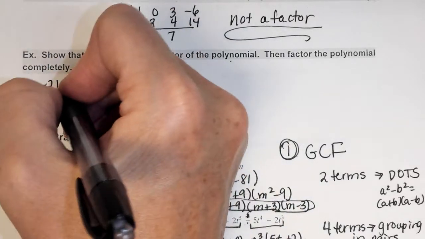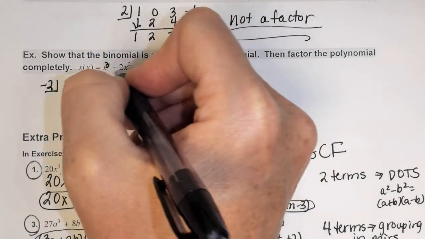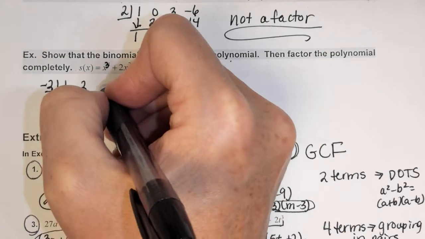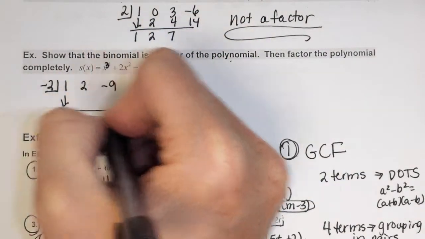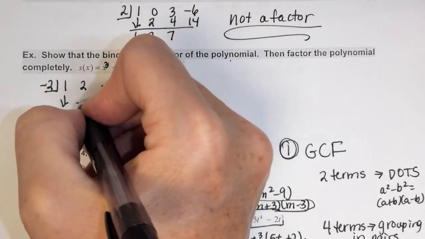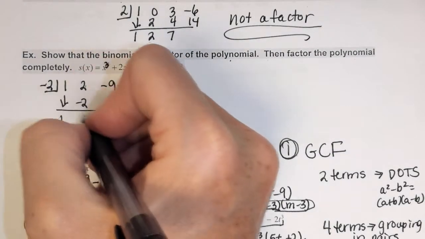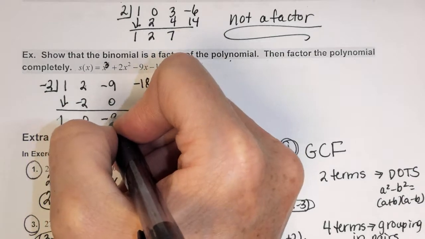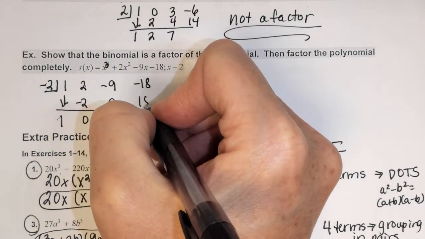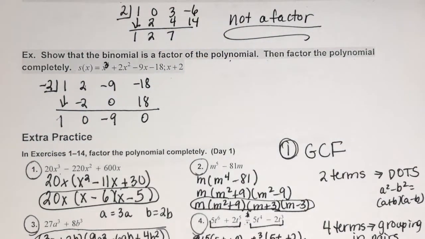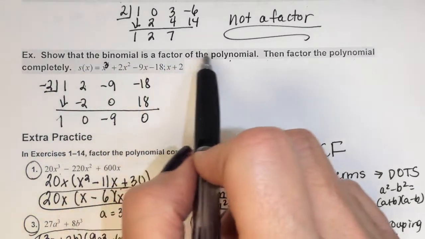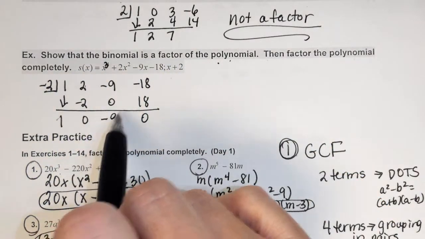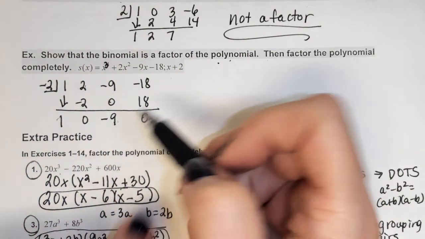Use the coefficients. 1, 2, -9, -18. Bring this down. Add. Multiply. Add. Multiply. Add. Did we get 0? Yes? So what does that mean? It's a factor, right? It better be, because didn't it say to show that it is a factor? So it should be.